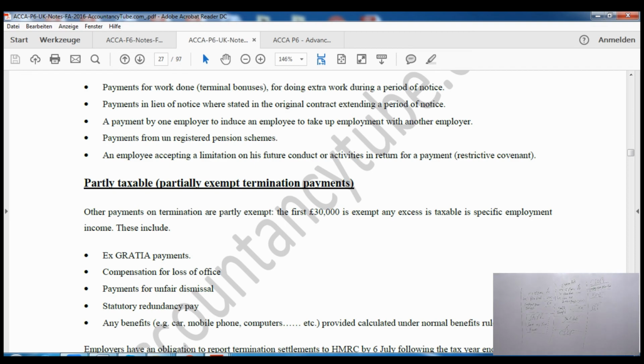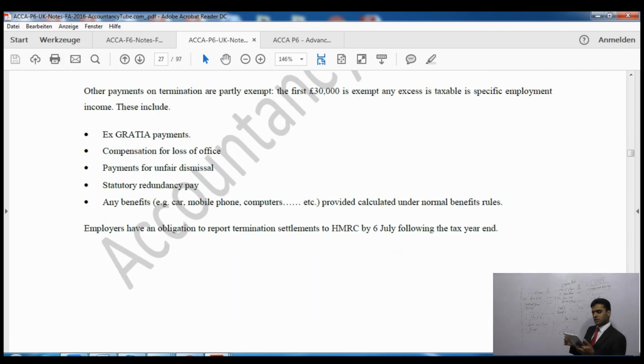Employers have an obligation to report termination settlements to HMRC by 6th July following the tax year end. So for our current tax year, it is 6th of July 2017. Right? So that is the end of our chapter.